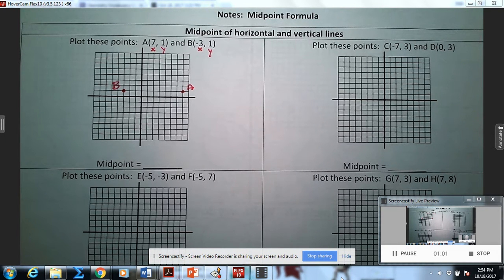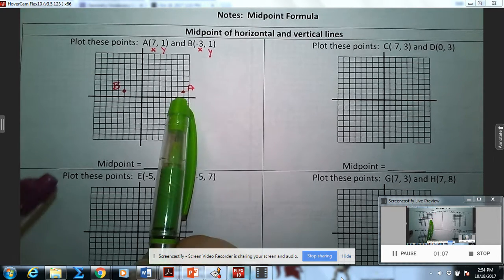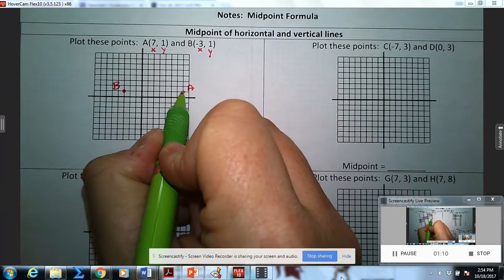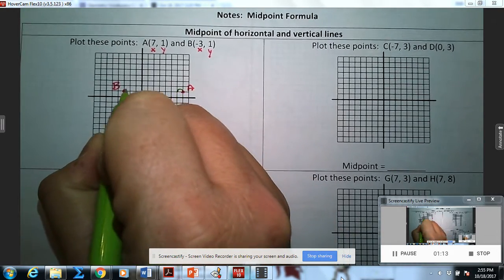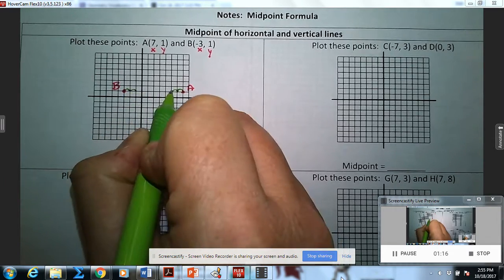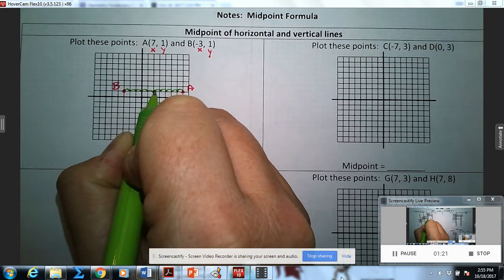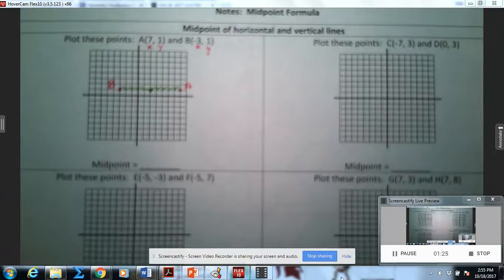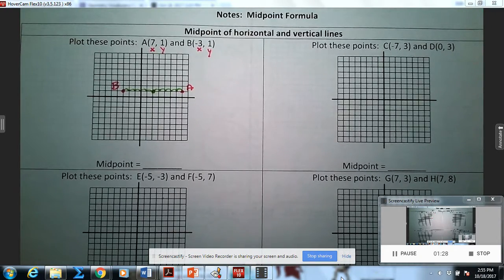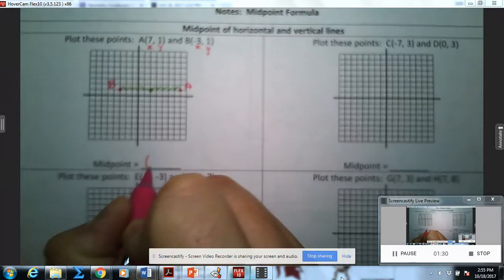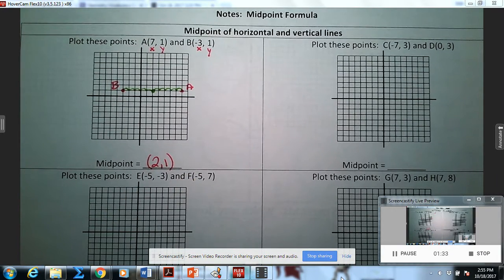I'm going to count each direction, okay? I'm just going to jump in one block each direction. So left 1, right 1, left 2, right 2, left 3, right 3, left 4, right 4, left 5, right 5. That puts me right in the very middle between A and B at the point 2, 1. So the midpoint between A and B is at 2, 1. I'm going to pause the video and I want you to try the next 3 examples.